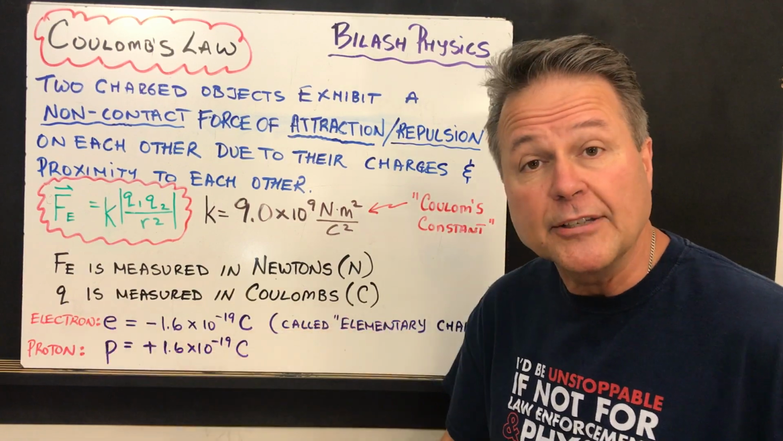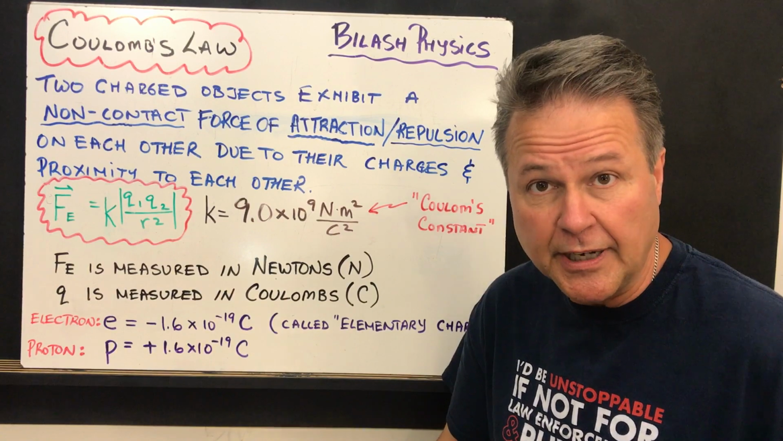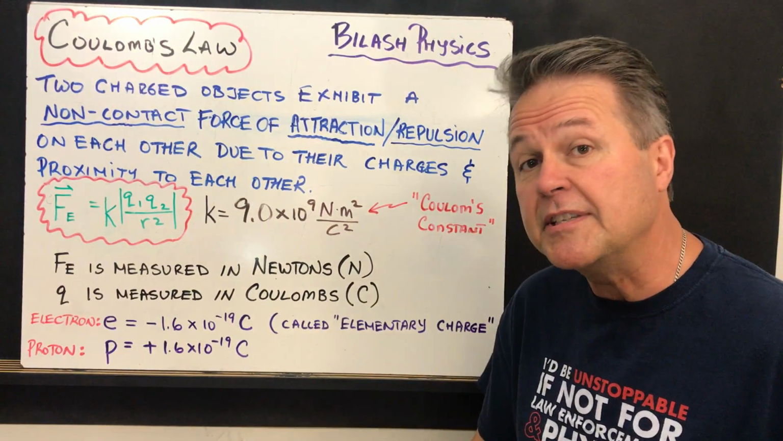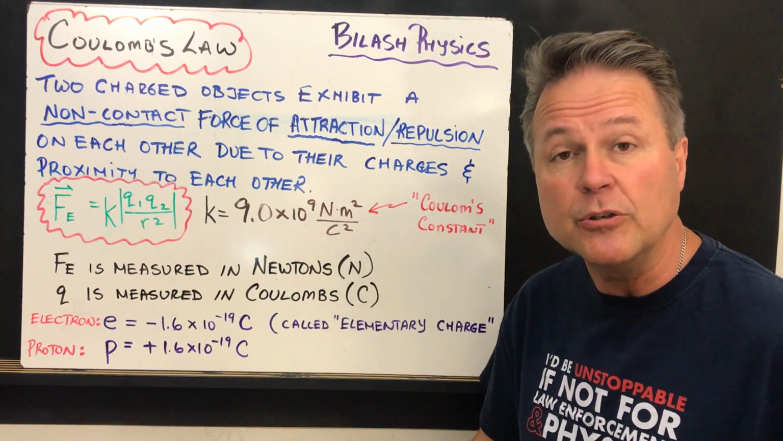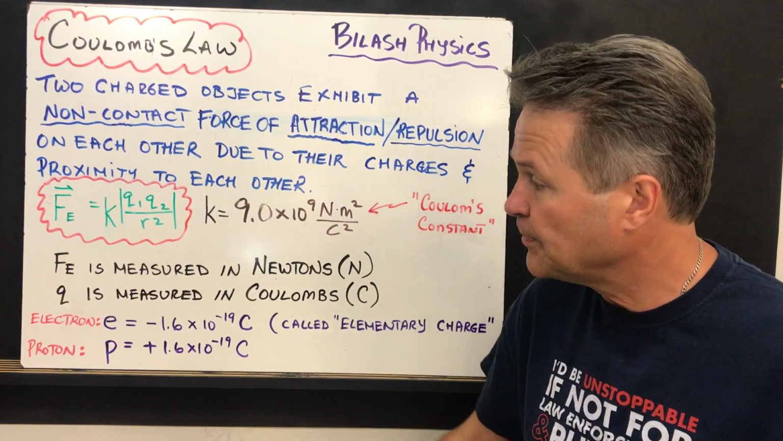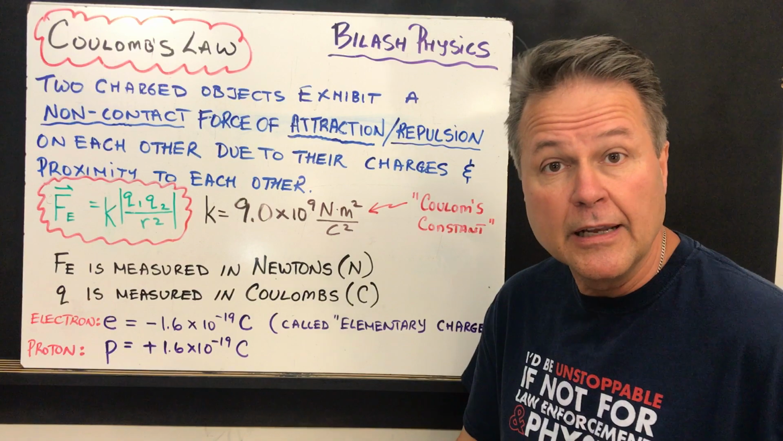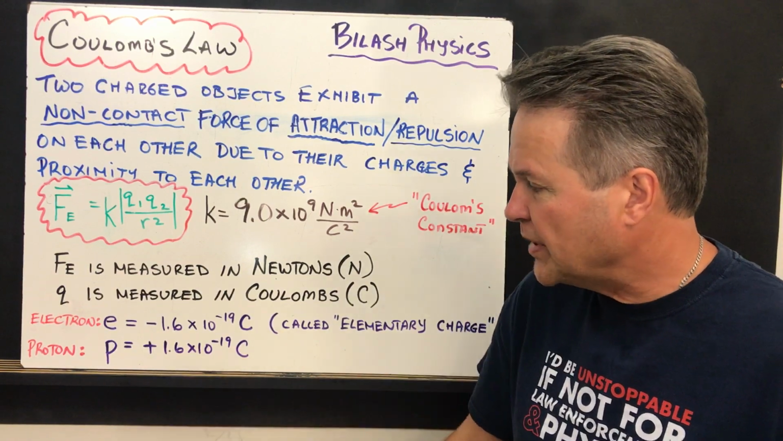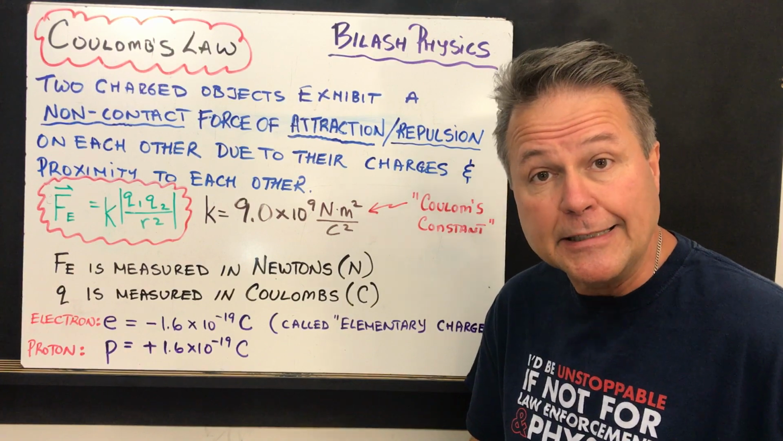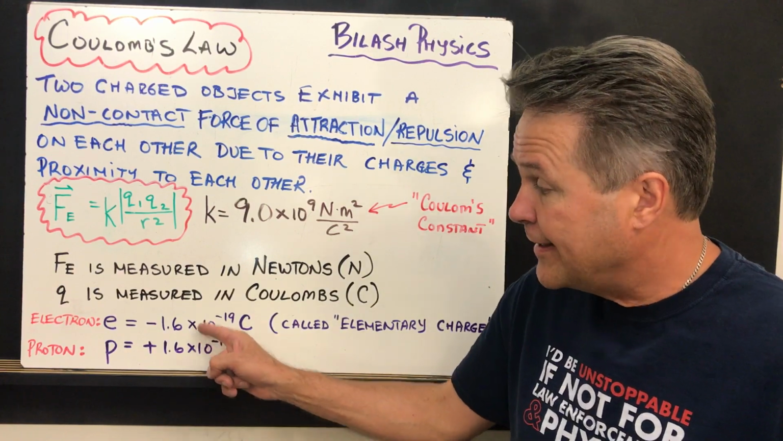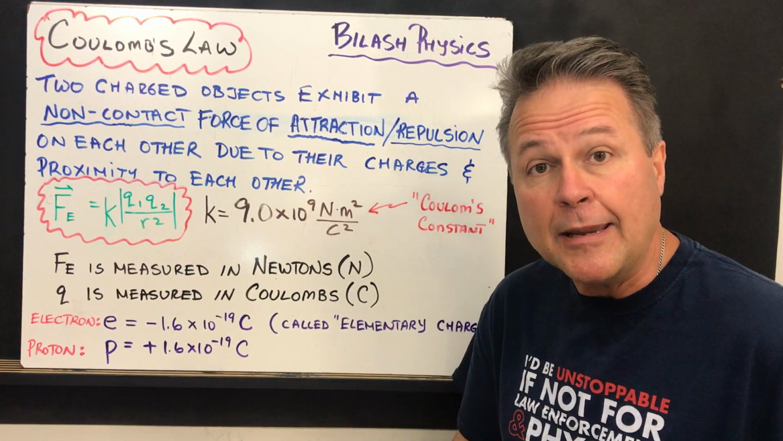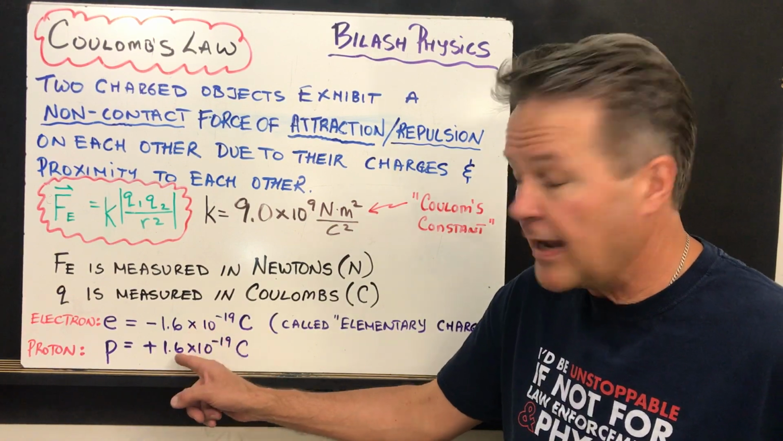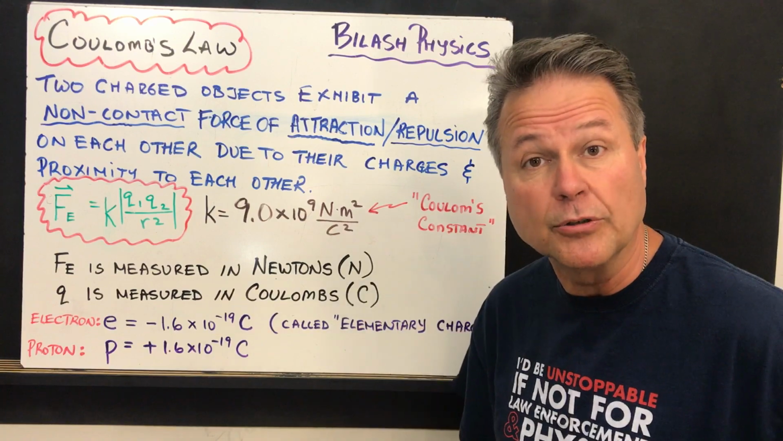Now an electron has a charge of negative 1.6 times 10 to the minus 19 coulombs. We call this the elementary charge, and we use that as a reference. Also a proton, which is positively charged, is positive 1.6 times 10 to the minus 19 coulombs. Notice that the magnitudes are the same, but the signs are different. This is negative and this is positive. That's something that you learned in chemistry.